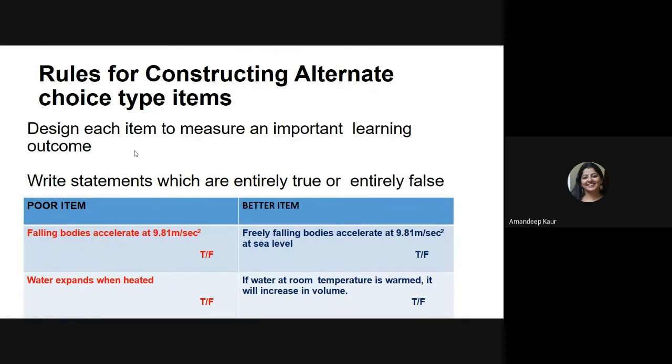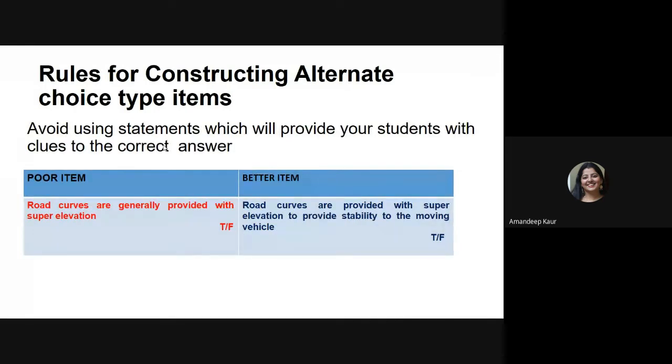So maybe the weightage given to a true and false statement is only 1 mark. So when the teacher is designing such type of item, only one learning outcome the teacher is going to evaluate. Avoid using statements which will provide your student with a clue to the correct answer. So when we are giving such kind of statement to our student, certainly they make guesses. Those can be tenable guesses, but at the same time, when we want to compare the performance of one candidate with another candidate, there must be clear distinctions between the abilities of the students.